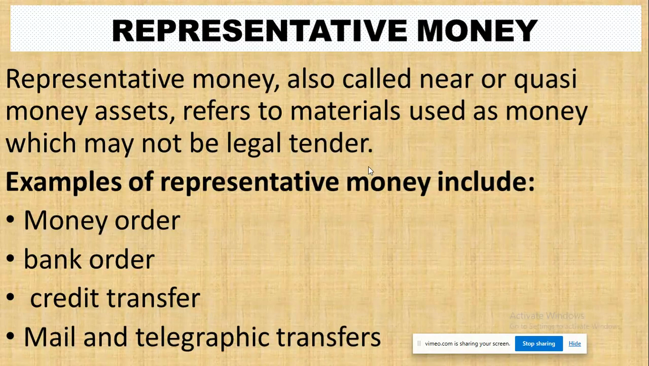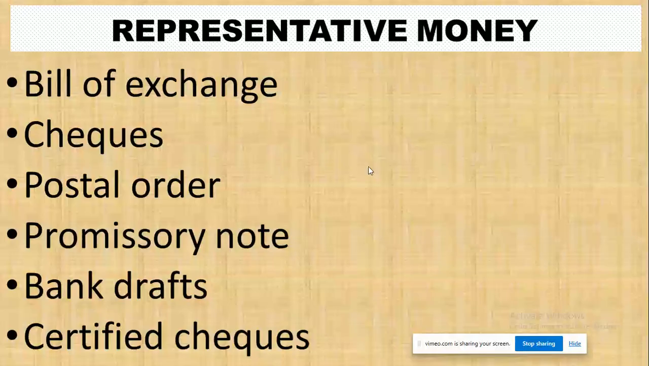We have money order, we have bank order, we have credit transfer, even our ATM card. It can serve as representative money because we can use it to transfer money. We can use our mail transfer. Also, we can use a bill of exchange. We can use what we call a check. We can use what is called a postal order. We can use bank drafts or certified checks. These are different examples of representative money, as you can see on your screen.